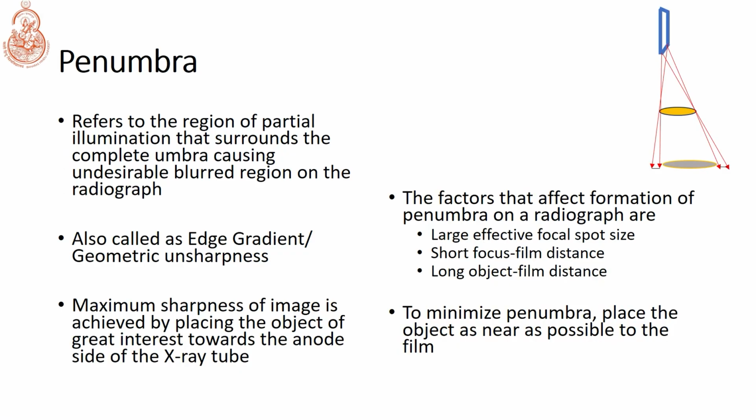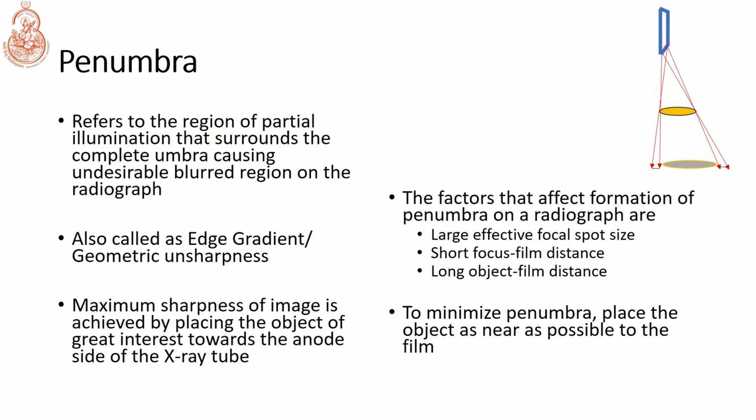This refers to the region of partial illumination that surrounds the complete umbra, that causes an undesirable blurred region on the radiograph. Umbra is nothing but the true shadow. So there is a true shadow, and beside that we are going to get some other portion of partial illumination. So that's called a penumbra. This is also called an edge gradient or geometric unsharpness.